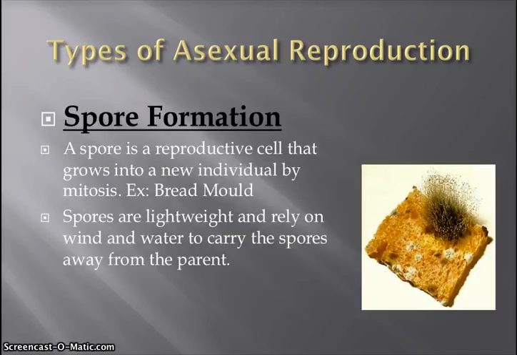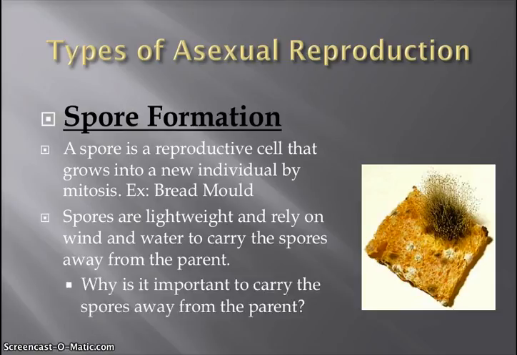And the fifth type of asexual reproduction is called spore formation. A spore is a reproductive cell that grows into a new individual by mitosis. Most commonly, we've all seen bread mold. This is an example of spore formation. Spores are lightweight and can rely on wind and water to carry them away from the parent cell. Can you think of why it's important to carry the spores away from the parent? Take a few seconds and jot down your answer.